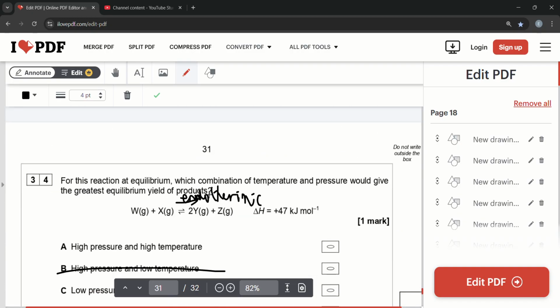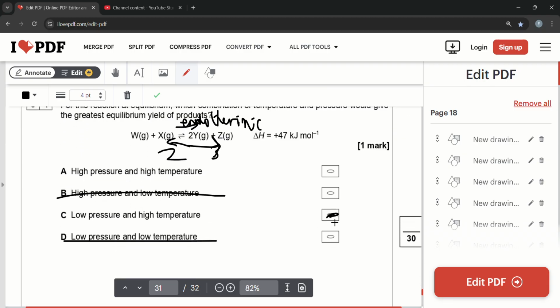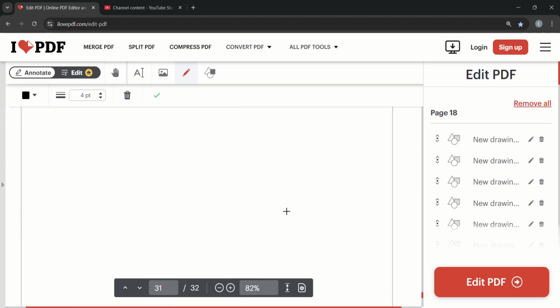And now the pressure. Well, we've got 2 moles of gas here, 3 moles of gas here. If we increase the pressure, it's going to shift to the side with fewer moles of gas, which is the left hand side. So we want to decrease the pressure, so it shifts to the side with more moles of gas, which is the right hand side. So we want a low pressure and a high temperature, so C. And that is the end of the multiple choice.